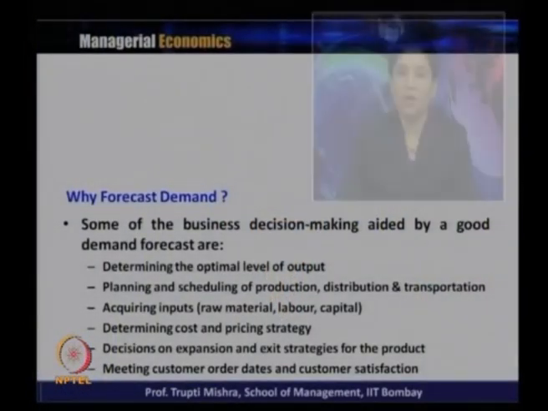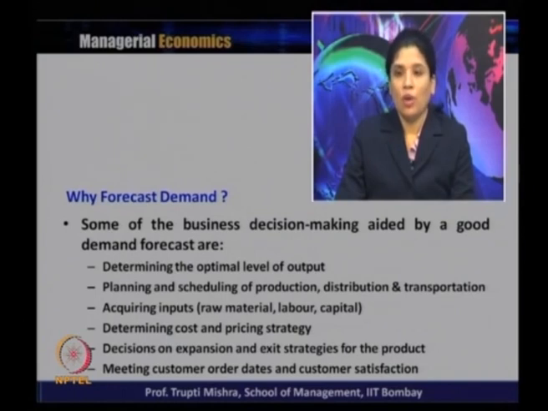So, this planning and scheduling of production, distribution and transportation can be done if the demand forecast is known for the specific time period. Acquiring inputs, typically the raw materials, labor and capital. If you know the requirement of output in the next couple of months, next couple of weeks, accordingly the input plan can also be done: what raw material is required for that typical quantity of output, what labor is required, what capital is required. That way the acquisition of the inputs can be done on the basis of the demand forecast.